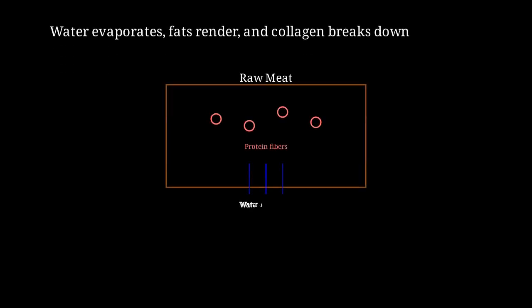Here we see the structure of raw meat. The red circles represent protein fibers, and the blue lines represent water molecules trapped within the muscle structure. There are several critical temperature zones that trigger specific changes in meat. Let's explore each one systematically.